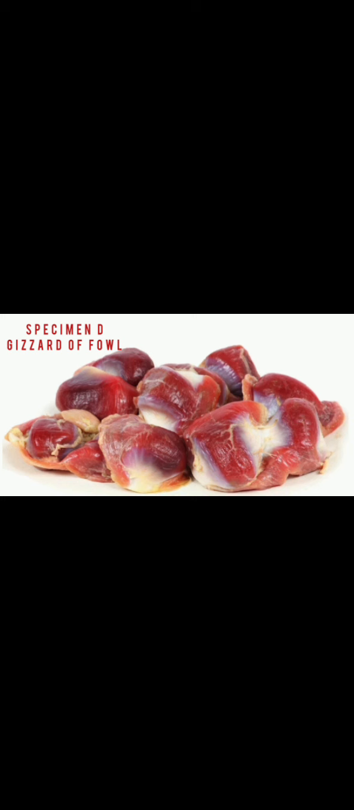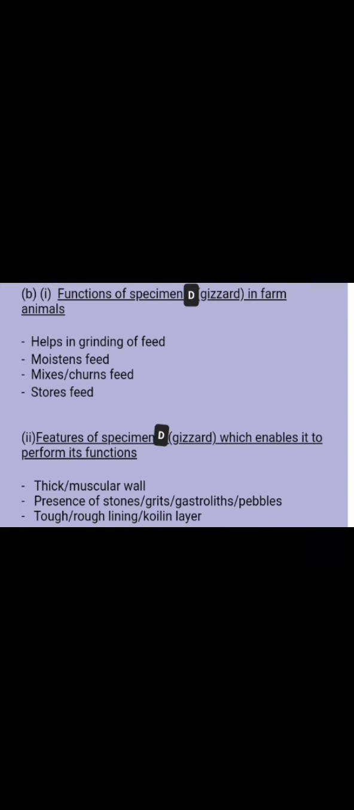gizzard from fowl. What are the functions of gizzard in farm animals? Gizzard helps in grinding the feed. It moistens the feed, and then it mixes or churns the feed, and then stores the feed. So 4 functions I've mentioned: helps in grinding the feed, it moistens the feed, it mixes or churns the feed, and then it stores the feed.